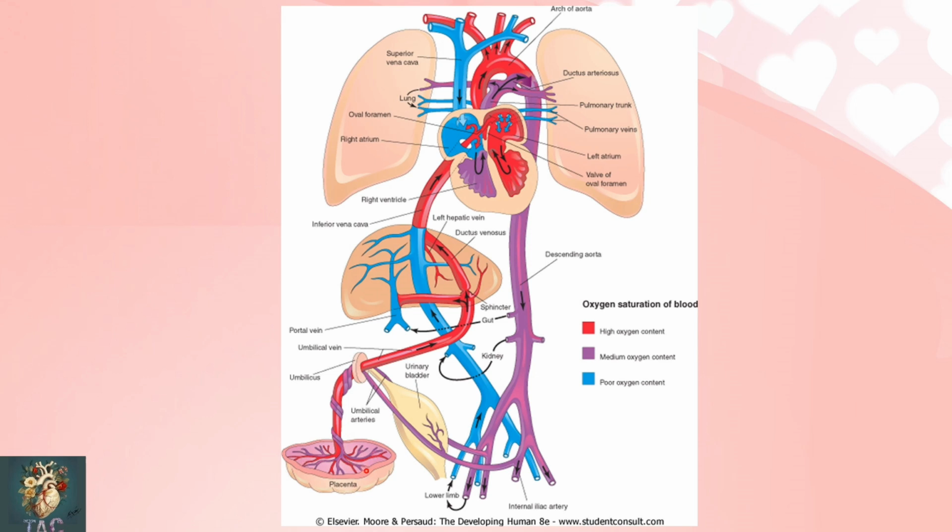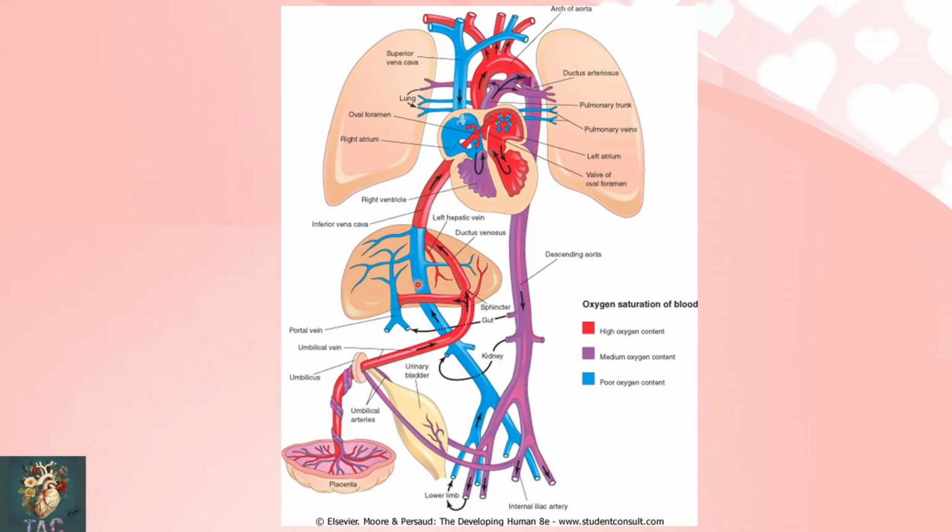So this is the placenta, and this is the umbilical vein, which is carrying oxygenated blood from the placenta. This is usually 80% oxygenated. This umbilical vein enters, and it shunts the blood through the ductus venosus into the inferior vena cava.